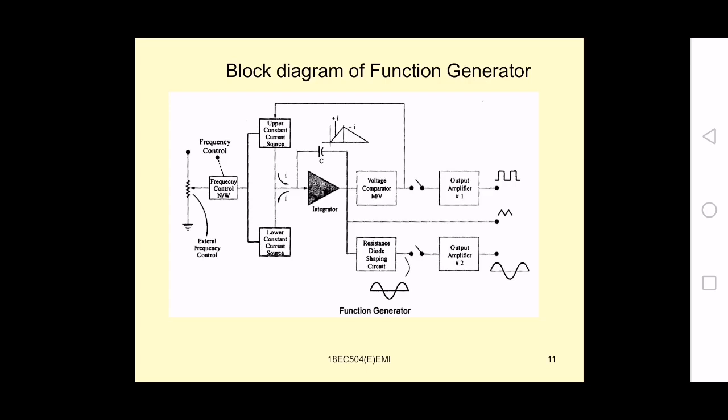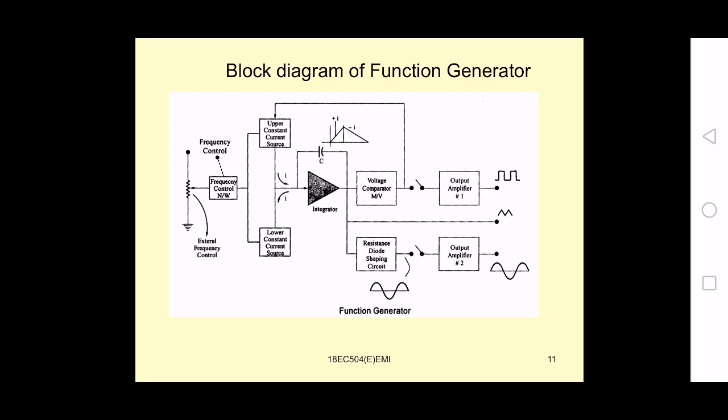And you will be having different blocks. So what are those different blocks in this diagram? Upper constant current source and lower constant current source, and you will be having the op amp connected with a capacitor. That combination we are calling as integrator. Op amp connected across input to output. If your op amp is connected input to output with a capacitor, then it is called integrator.